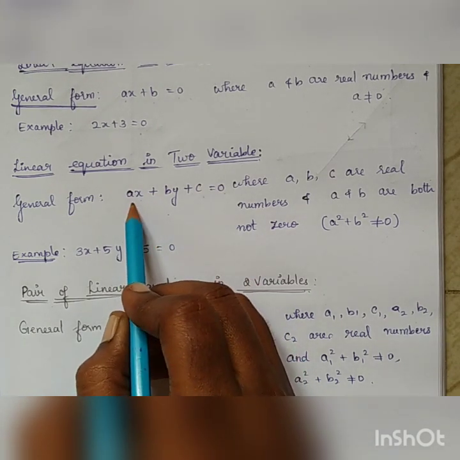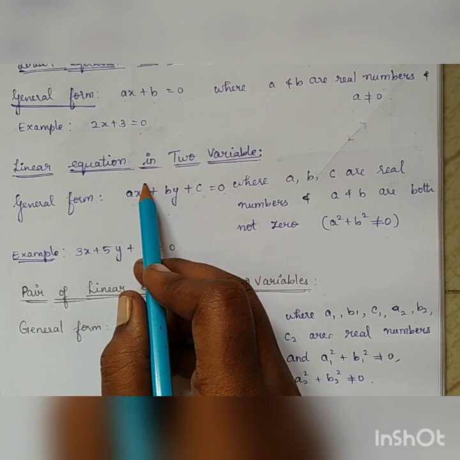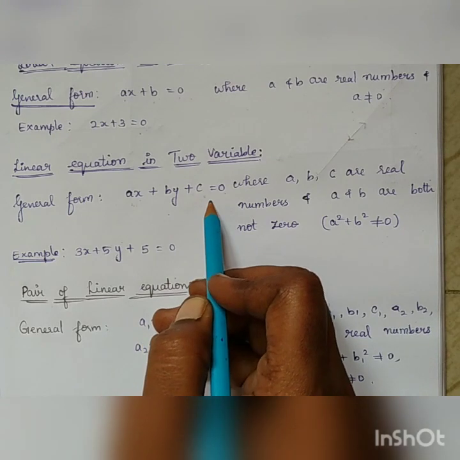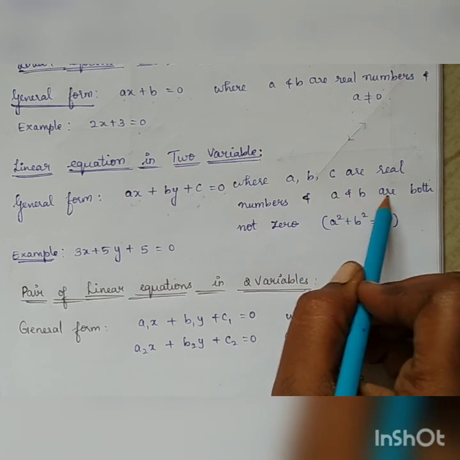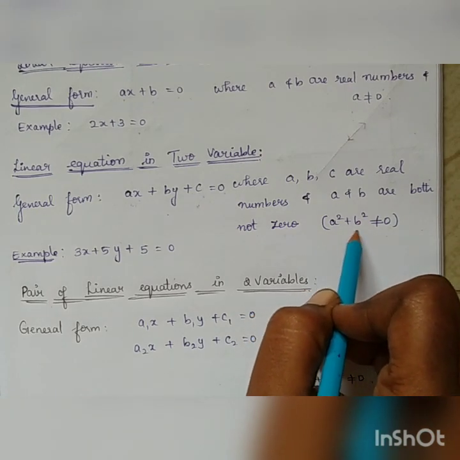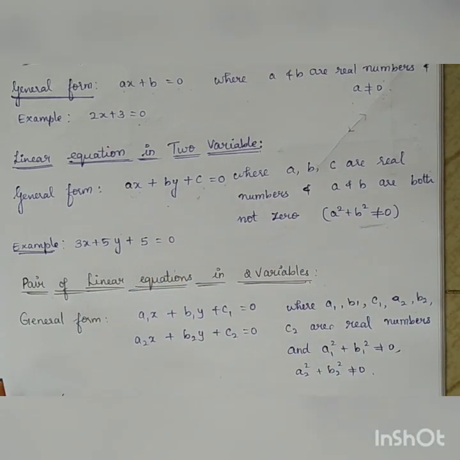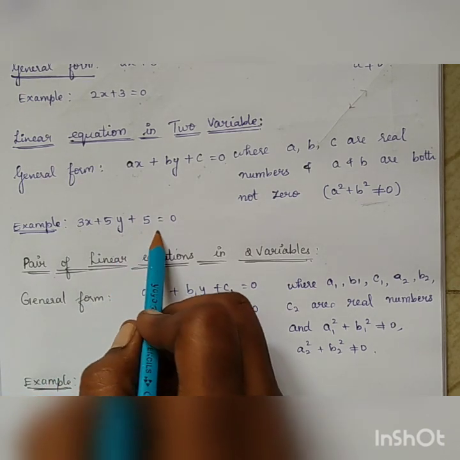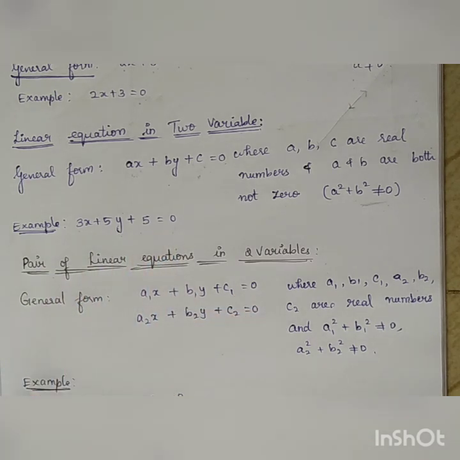See, let us assume that a becomes 0 here. So a into x, that is 0 into x, will become 0. If this x is not there, then by plus c will be there. Then this will be a linear equation in one variable. Therefore the condition is that a and b are not both 0. This is a must condition. We can say it as a square plus b square is not equal to 0 also. Now an example for a linear equation in two variables is 3x plus 5y plus 5 equal to 0. This is an example for a linear equation in two variables.